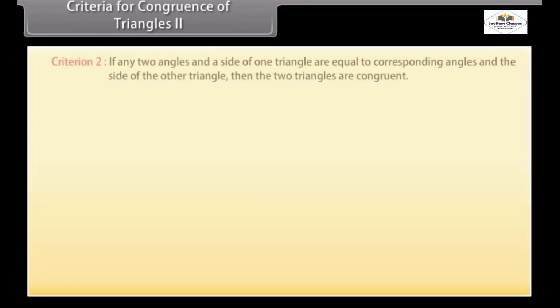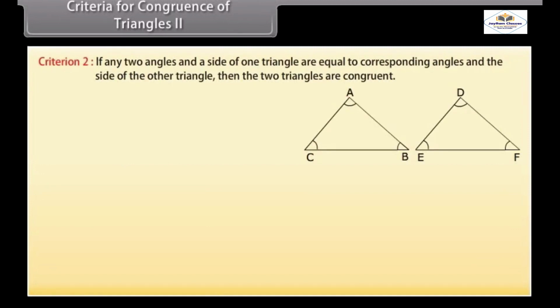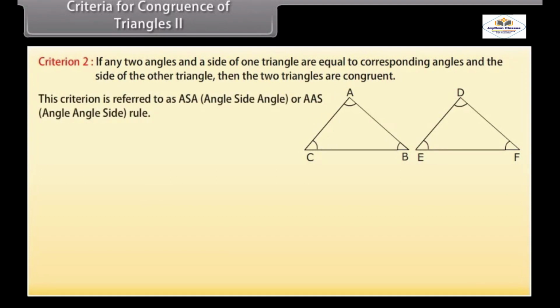Criteria for congruence of triangles 2. The next criterion for the congruence of triangles is that if any two angles and a side of one triangle are equal to the corresponding angles and the side of the other triangle, then the two triangles are congruent. This criterion is referred to as ASA, angle side angle, or AAS, angle angle side rule.